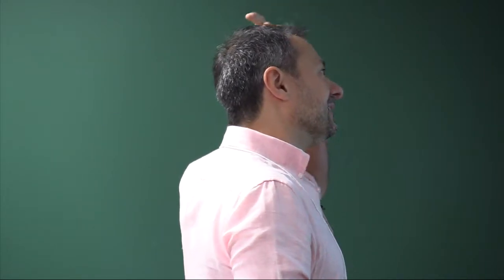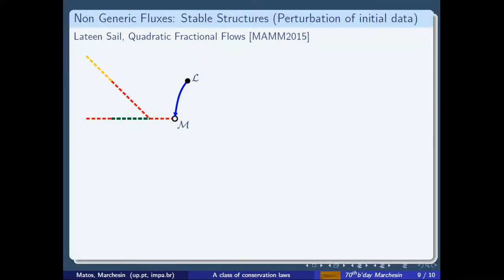Another non-local structure is the Latin sail that appears in the models of oil exploitation, and it appears when we have a bifurcation here. So this is the diagonal curve from this point. We have a bifurcation, and all of these transitional shocks have viscous profile. This is not generic if you perturb the flux, except if you perturb in a certain way, just in the family.